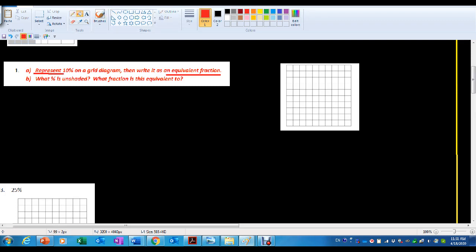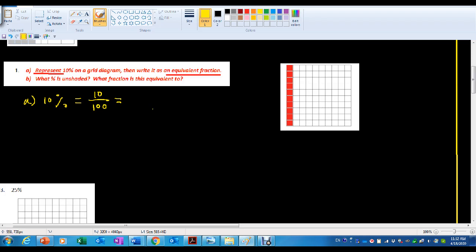If we need to get 10%, 10% means 10 out of 100. So there are 100 small squares, and you need to shade 10 of them. Normally we shade like this. So 10% means this. Now write it as an equivalent fraction.